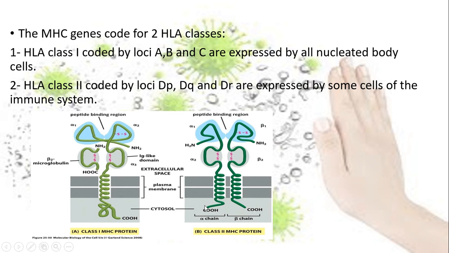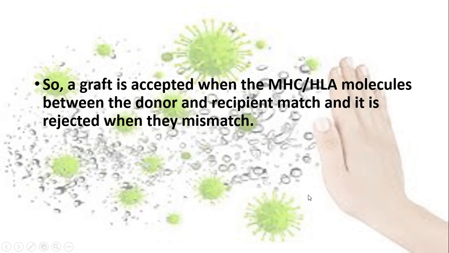So this is a document to show the difference between a marker of HLA class 1 or MHC class 1, and this is another marker of class 2, so MHC or HLA of class 2. This type of marker is present on every nucleated cell of the body, while class 2 is only present on some immune cells of the body.